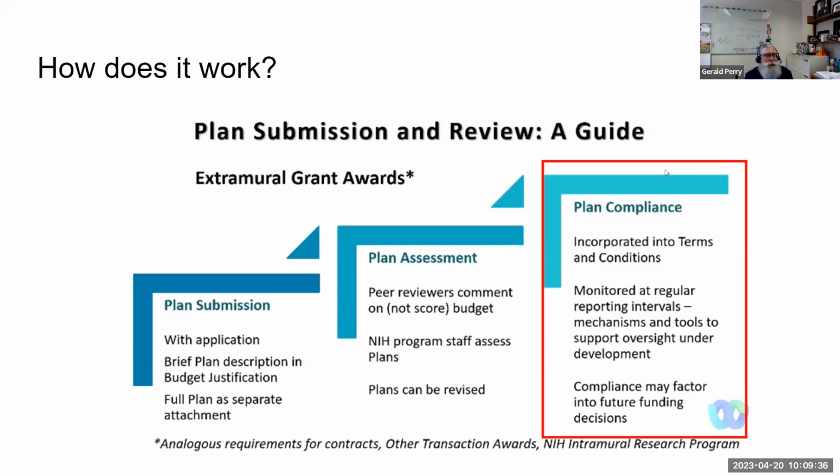And then, of course, the key piece that we're all focusing on right now, plan compliance. We know that the plan will be incorporated into terms. It'll be monitored regularly, with tools for supporting oversight under development presently. And compliance could, in fact, be a factor in future funding decisions. So something to obviously pay attention to.